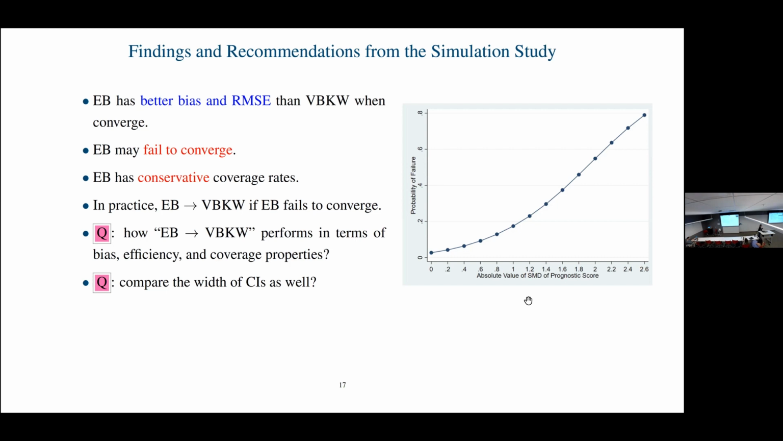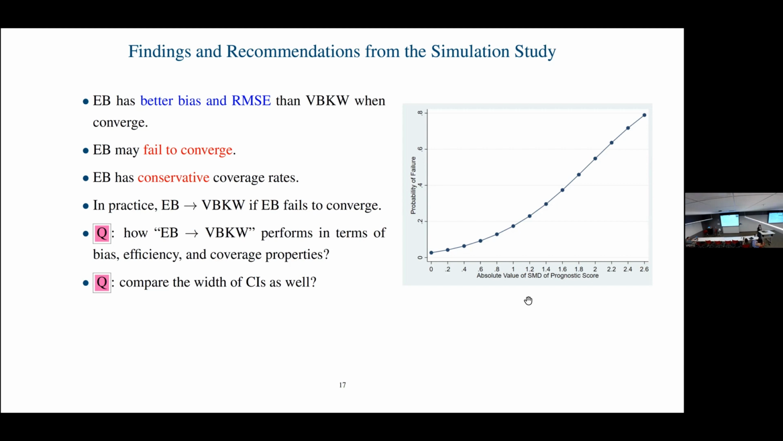Another issue for entropy balancing is that it has a conservative coverage probability for confidence intervals. Sometimes the coverage probability can reach 1. So this is quite conservative. From this observation, the paper recommends that first, one can implement entropy balancing. If it fails, then one can do vector-based kernel weighting. So that's the recommendation.